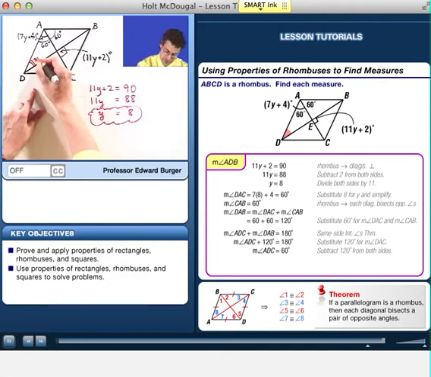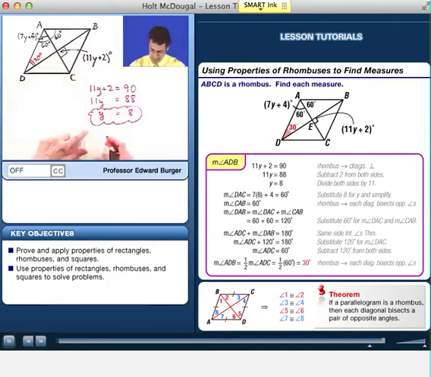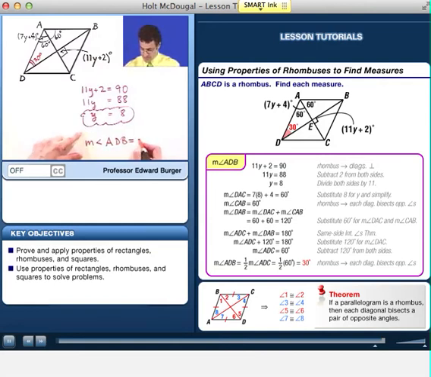And we finally have arrived at the answer. The answer is the measure of angle ADB equals 30 degrees. And that is the official answer.